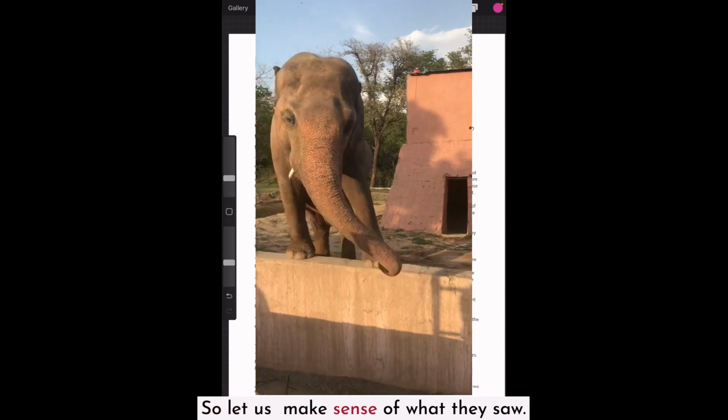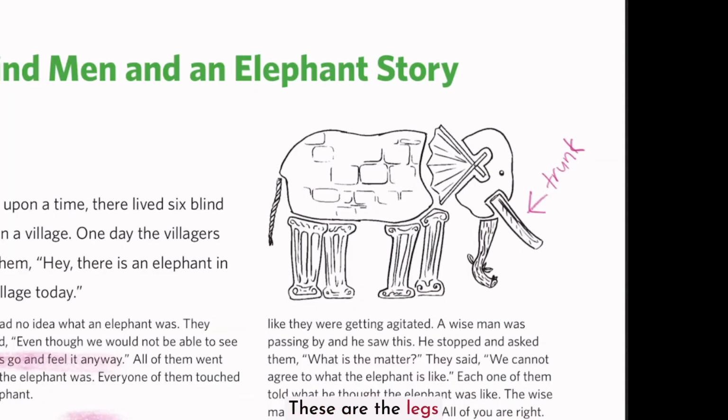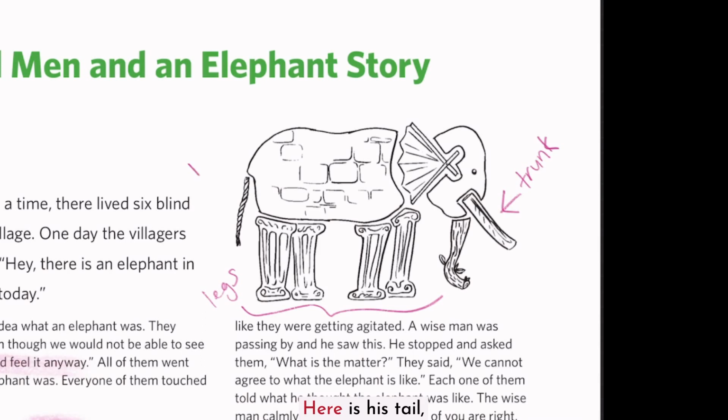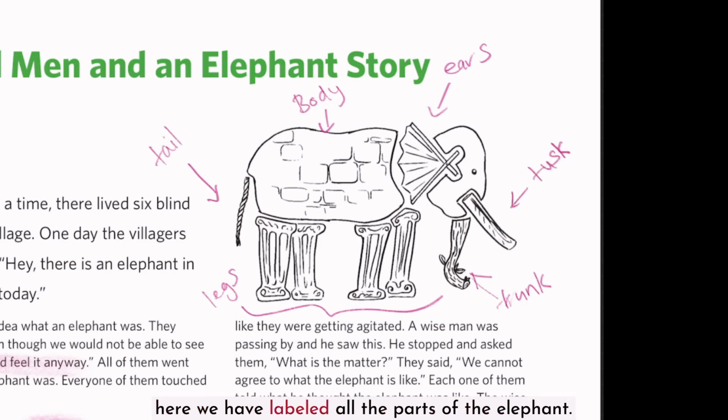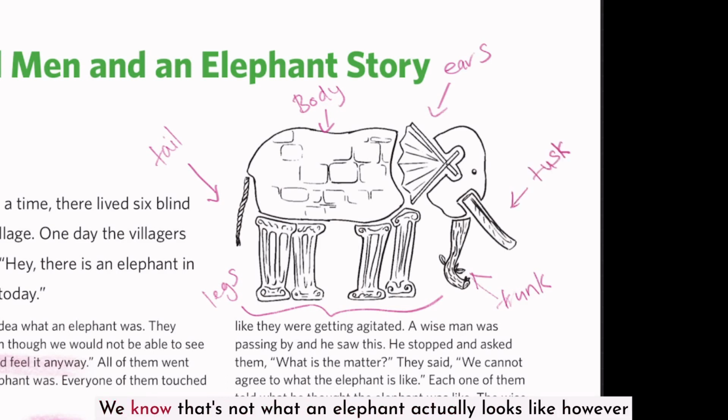So let us make sense of what they saw. These are the legs. Here is his tail. This is the body. Here are his ears. Here is a trunk, and here is a tusk. Here we have labeled all the parts of the elephant. We know that's not what an elephant actually looks like. However, these blind men are inferencing based on what they already know.